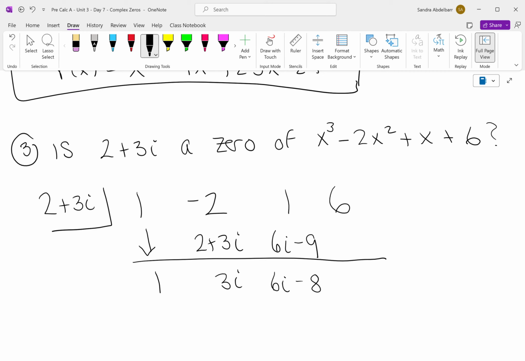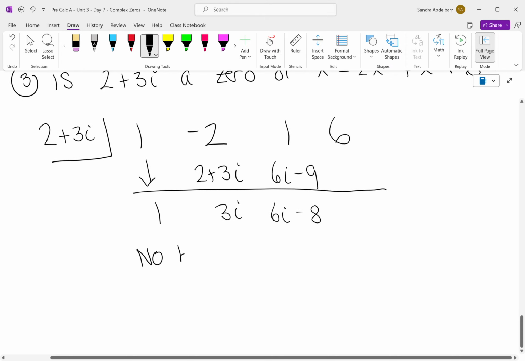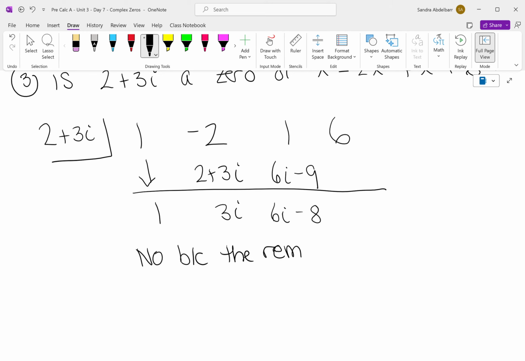Guys, at this point, do we really think this times this will ever come out to a negative 6? It will never come out to a negative 6, this times this. So can we stop here? Absolutely. We can stop here and we can say no, because the remainder will not equal 0.